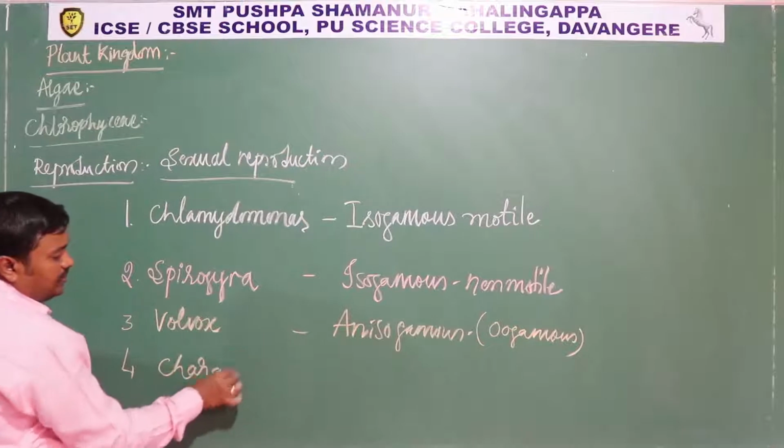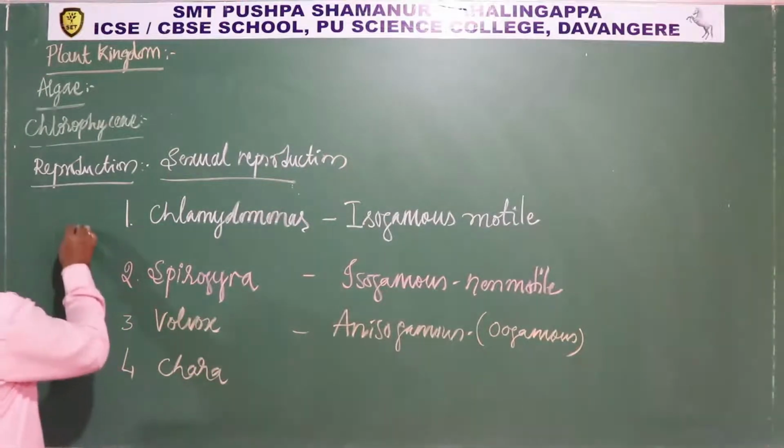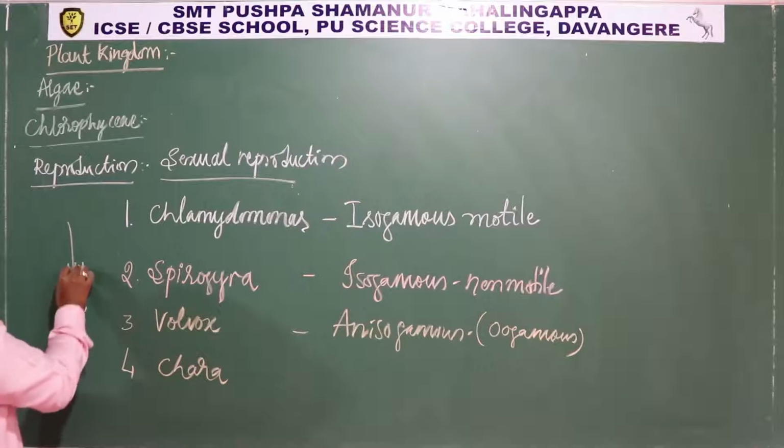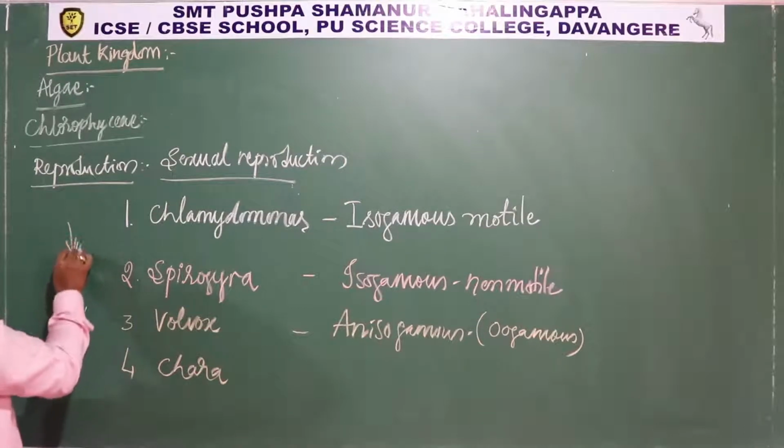There is a plant called Chara. So this Chara looks like this. It is a filament, and the small branches are formed like this. The plant almost looks like this.